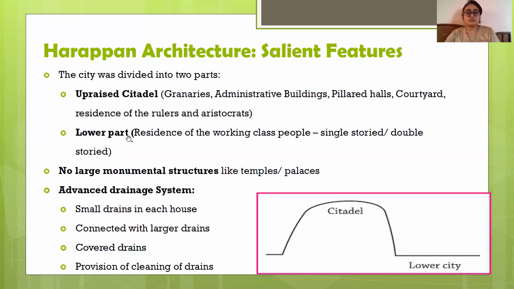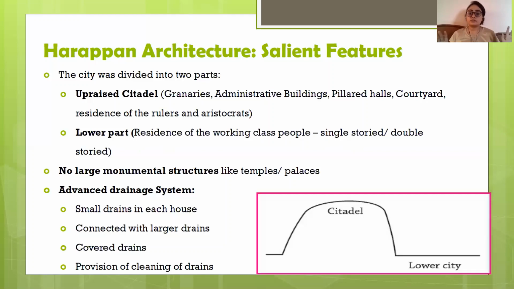Then there was the lower city, or lower part, of Harappan architecture. In the lower part, the residences of the working class people were there, which were either single storied or double storied. Some instances of double storied houses have also been found in the Harappan civilization. Many of the houses were single storied, but many were double storied as well.